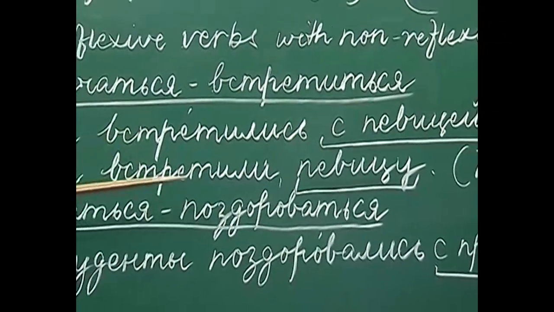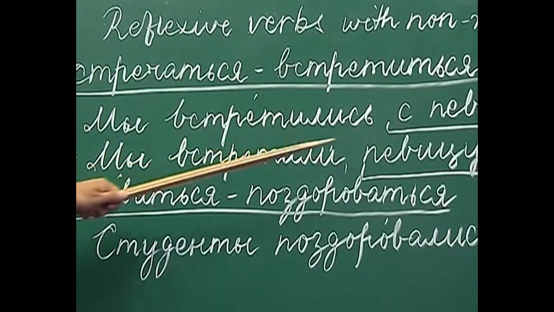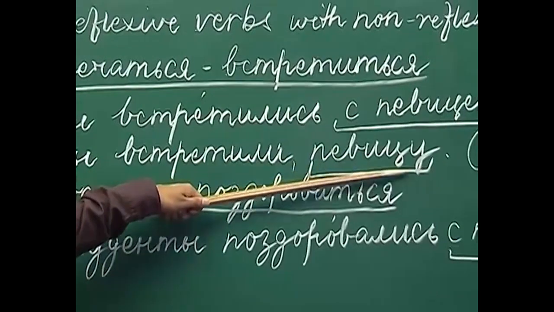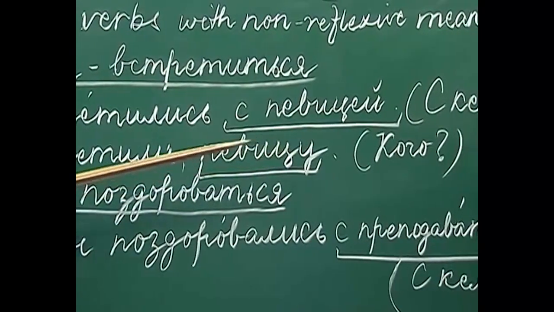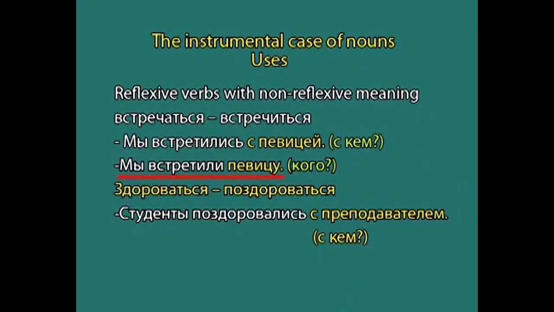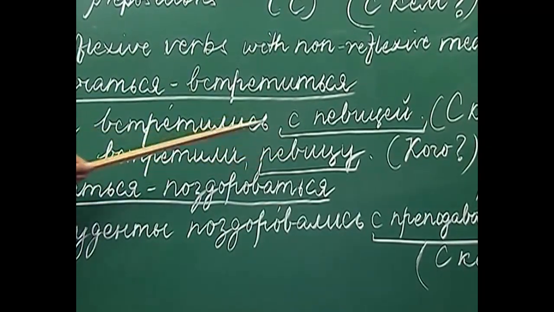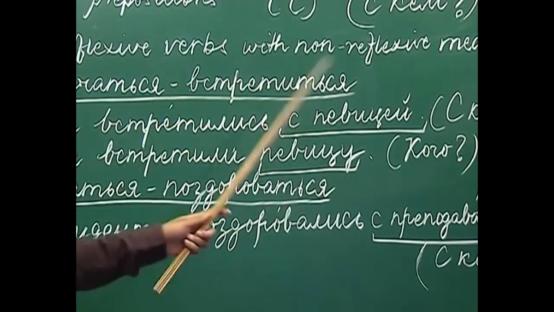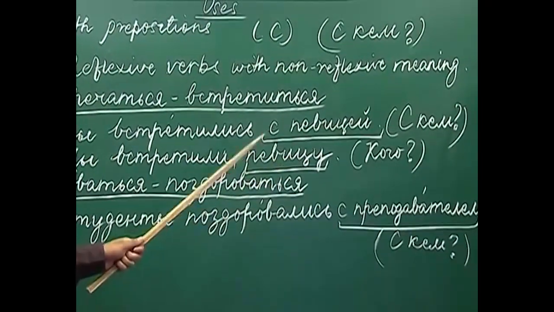But when we use the non-reflexive verb, which is встретить, then we are using the accusative case of the noun певица, which becomes певицу. Мы встретили певицу. As you can see, the meaning remains the same. We met the singer, we met the singer, but the forms of the nouns are different. Why? Because of the verbs.